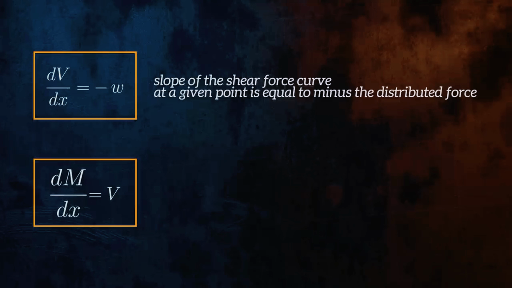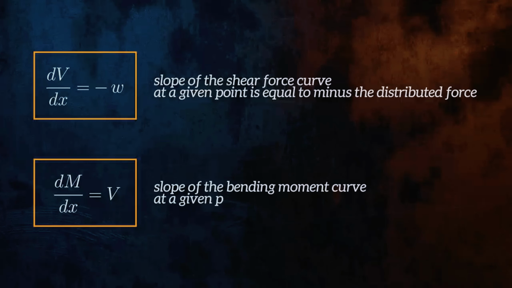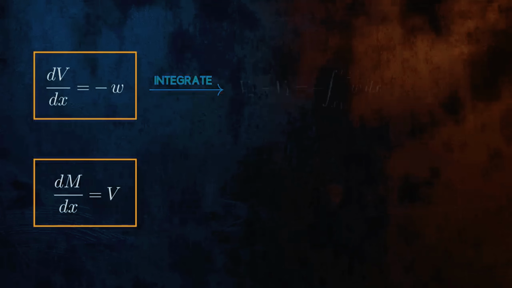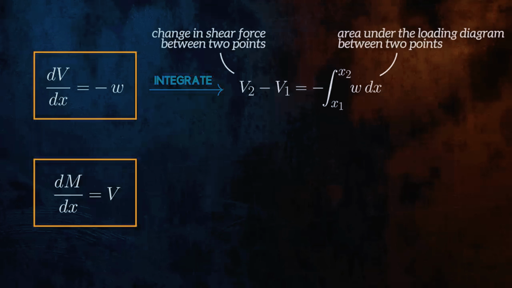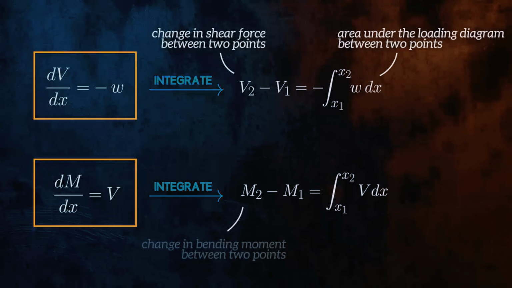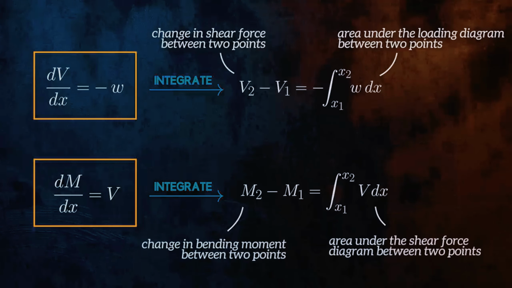Similarly, dM over dx is the slope of the bending moment curve, and at a given point it is equal to the shear force. If we integrate the first equation, we can show that the change in shear force between 2 points is equal to the area under the loading diagram between those 2 points. And if we integrate the second equation, we can show that the change in bending moment between 2 points is equal to the area under the shear force curve. This is really useful information we can use to help construct or sense check our shear force and bending moment diagrams. Let's take a look at an example.